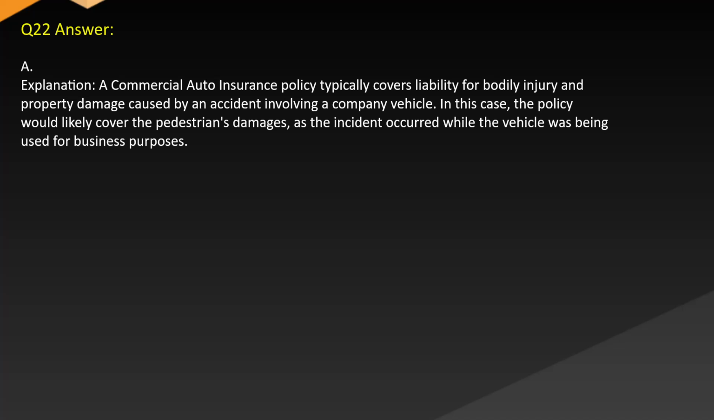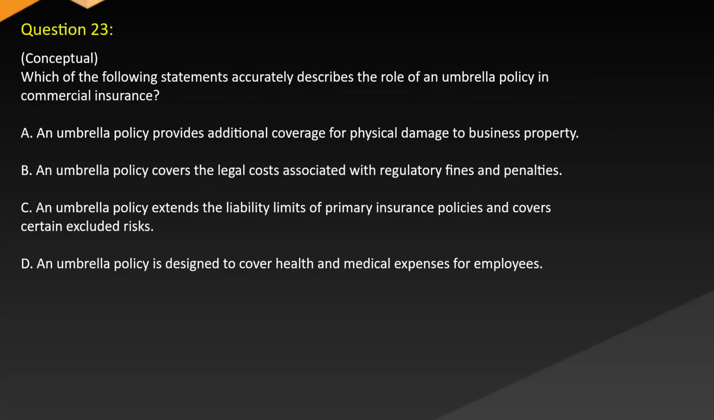Answer. A. Explanation. A commercial auto insurance policy typically covers liability for bodily injury and property damage caused by an accident involving a company vehicle. In this case, the policy would likely cover the pedestrian's damages as the incident occurred while the vehicle was being used for business purposes.